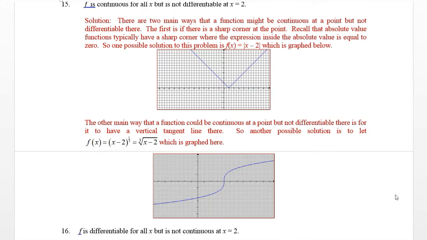All right, the next one says, f is differentiable for all x, but it's not continuous at x equals 2. See if you can come up with such a thing, and come back when you've got your solution. Press pause now.